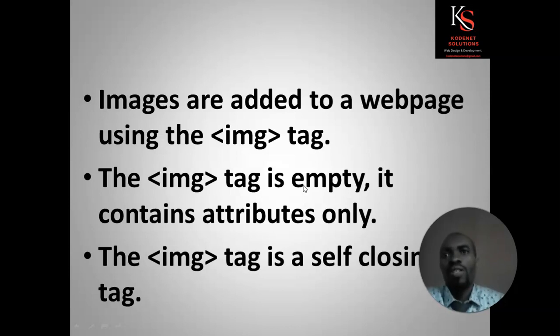Unlike, for instance, the paragraph tag, where you open your paragraph tag and you close it, and in between the opening and the closing you have some content which forms the element. In this case, the image tag is usually empty. Rather, it contains attributes only. You can see attributes coming into play here. Now let's see another note about the image tag. The image tag is a self-closing tag. I'll take that again. The image tag is a self-closing tag.